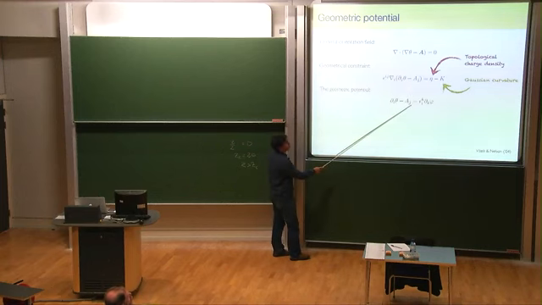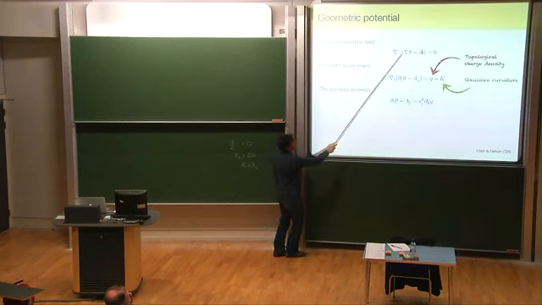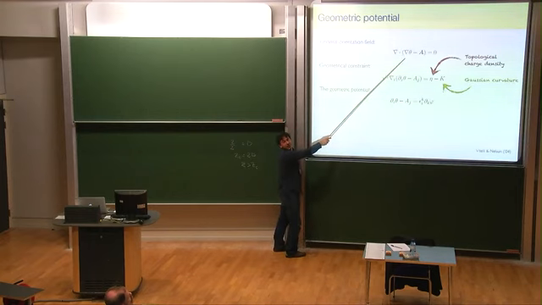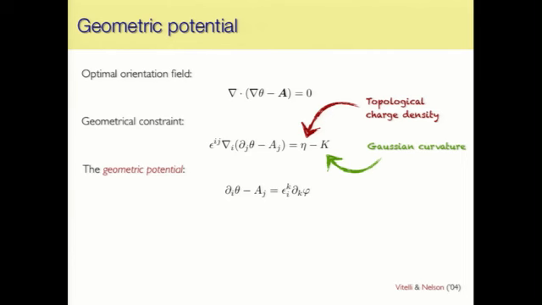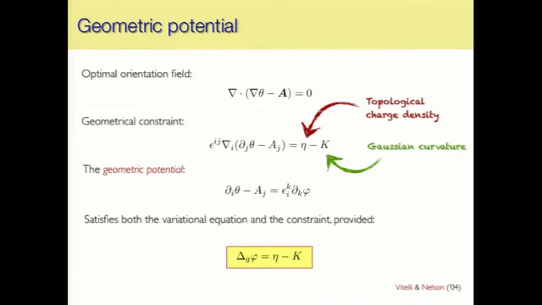Now, if you do this parameterization, this equation is automatically satisfied, and this constraint is also automatically satisfied, provided the function phi obeys the following equation. Laplacian of phi equal to topological charge density minus Gaussian curvature. Here I put little g just to indicate that this is the Laplace-Beltrami operator, so it's the Laplacian on a curved surface. Okay? Here we are. So here we have a framework.